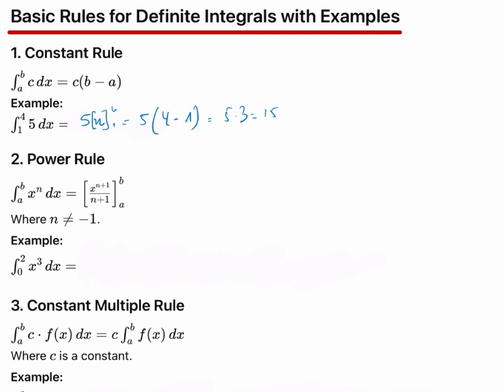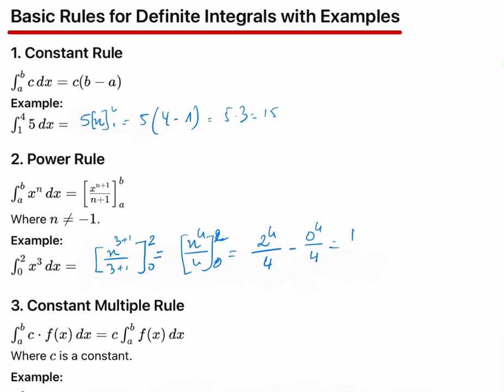The integral of x to the power of 3 from 0 to 2 is equal to the unknown, which is x to the power of 3 plus 1 divided by 3 plus 1, between the borders 0 and 2, which is equal to x to the power 4 over 4 from 0 to 2, which is equal to 2 to the 4 over 4 minus 0 to the 4 over 4, which is 16 over 4 minus 0, since 0 to the 4 is 0, so it is equal to 4.